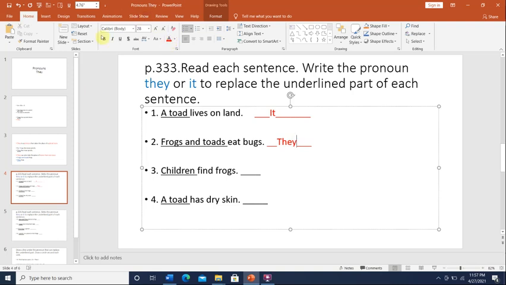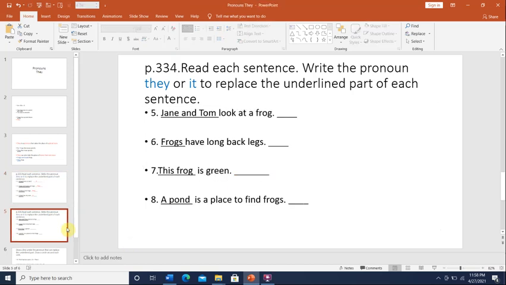Children find frogs. Children. Is that singular or plural? Plural. So I will use the pronoun they to replace them. Number 4. A toad has dry skin. Is this singular or plural? Singular. A toad. That is one. So I will replace it with the pronoun it. So we use it to replace a singular noun, that is a thing, but we use they to replace a plural noun, whether it's a thing or people.